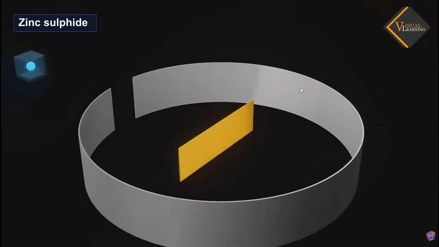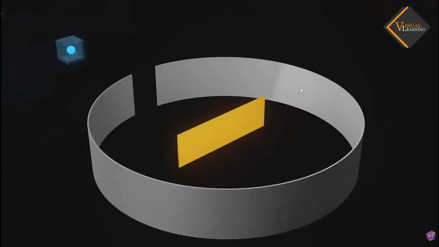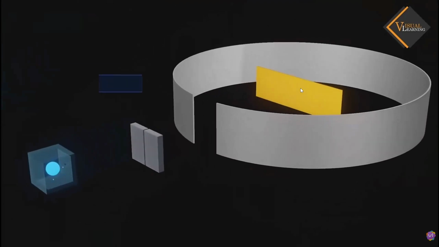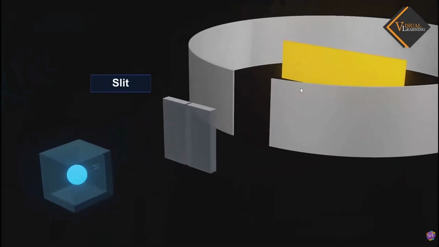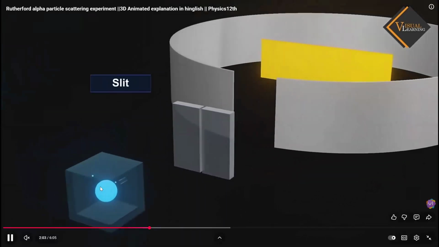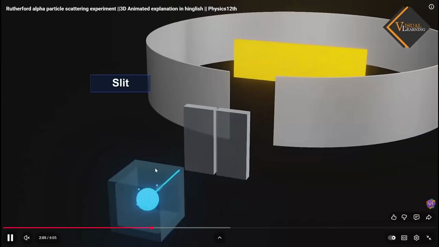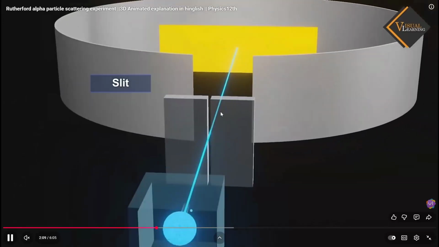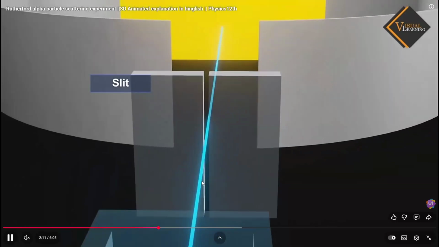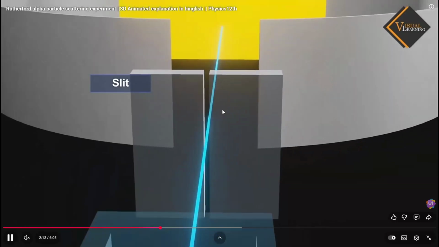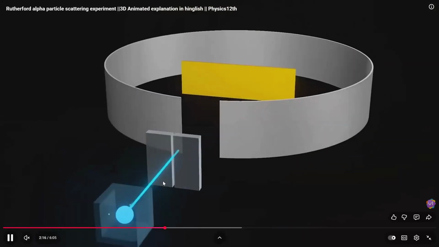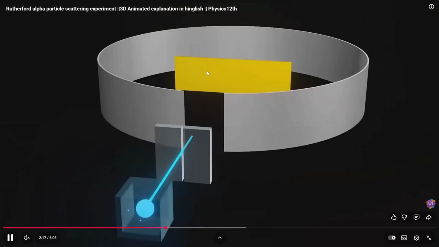Simply we can say that gold is very much malleable. And he used an alpha particle emitter, which is liberating alpha particles. Some of them move towards the slit, which has 2 slits, and only the particles going in a straight line will pass through. Slit means a hole through which the alpha particles move, and they will hit the foil.